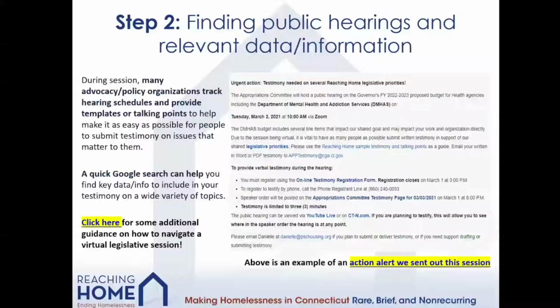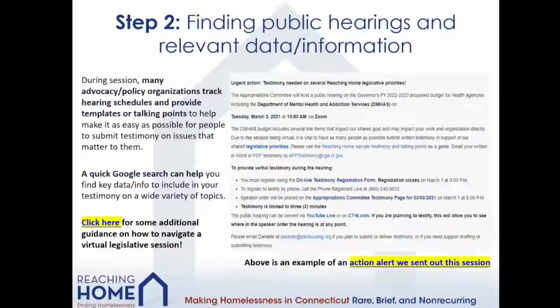So we had our advocates prepared to testify on the items in our agenda that they elevated through the work groups that relate to the Department of Mental Health and health related appropriations needs. So I include a link to the action alert that we sent out. All of the blue lines in this action alert link to information or resources for you as you're preparing your testimony.